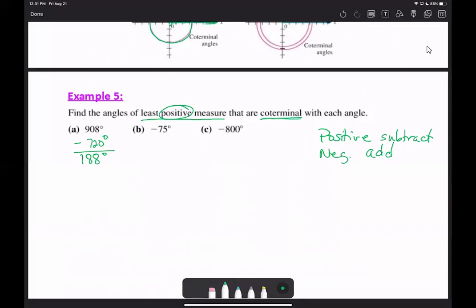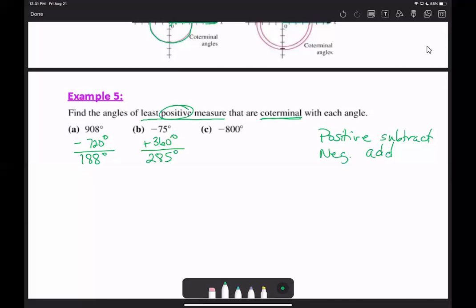So the next example, my angle is negative. So I am going to add multiples of 360. So I'm going to start with 360. I'm going to add and get 285. So my angle here is the least positive measure that's coterminal to negative 75.